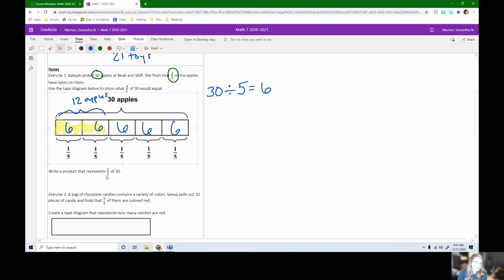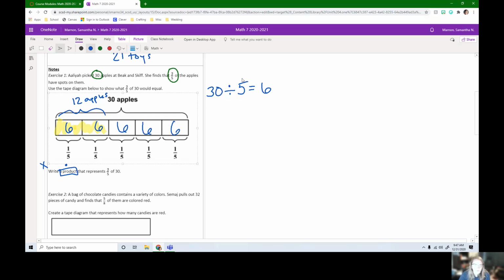a product that represents 2 fifths of 30. So they want us to do a product. If we don't remember, product means multiply. So I'm going to do a dot for multiply. Maybe you want to write an X above it. Sometimes X gets confusing because we're going to use those when we work on our algebra later. So we want a product for 2 fifths of 30.